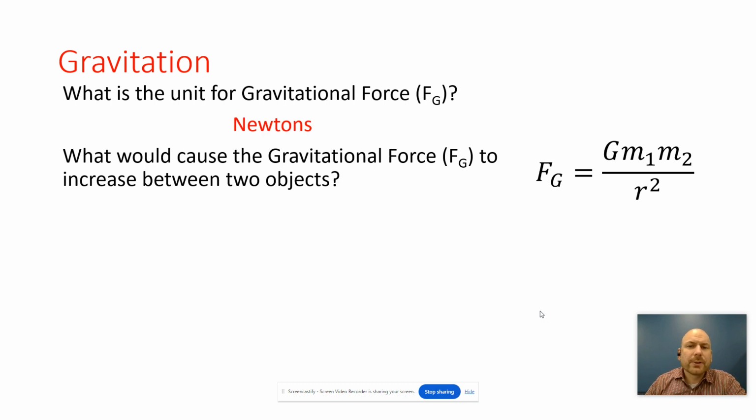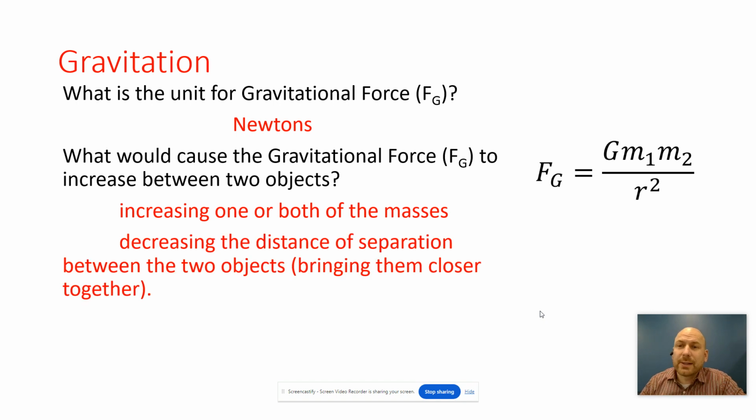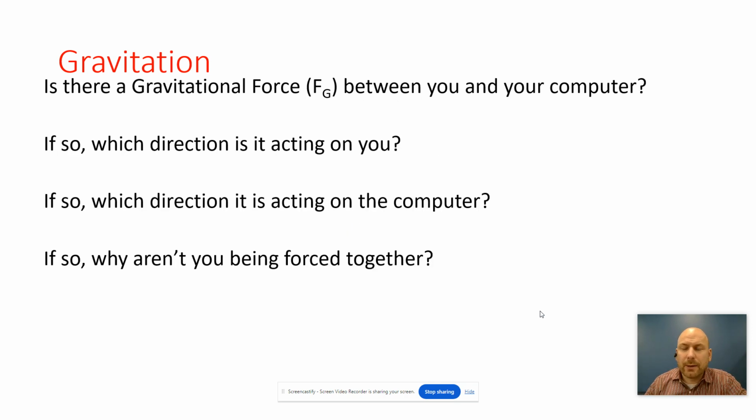What would cause the gravitational force to increase between the two objects? Well, looking at this equation, capital G doesn't change, but if you increase one or both of the masses, that's going to cause gravitational force to increase. But also if you decrease the distance of separation between the two objects, bringing them closer together. So any of those combinations will cause increased gravitation.